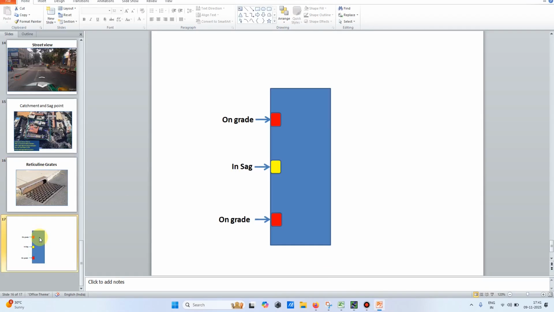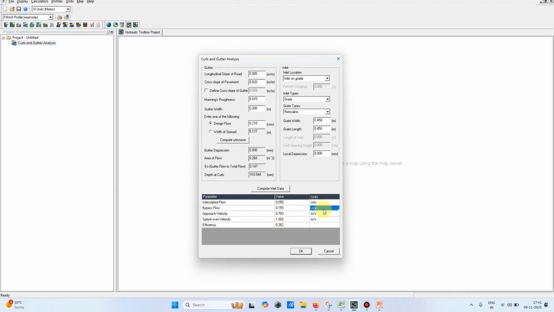So what I have done as of now, I have calculated the sizing of this inlet. This inlet has an intercepted flow of 0.055, and whatever flow is not intercepted goes to the next inlet. The same I will multiply by 2, since we have two on grade inlets. So the intercepted flow is 0.055.